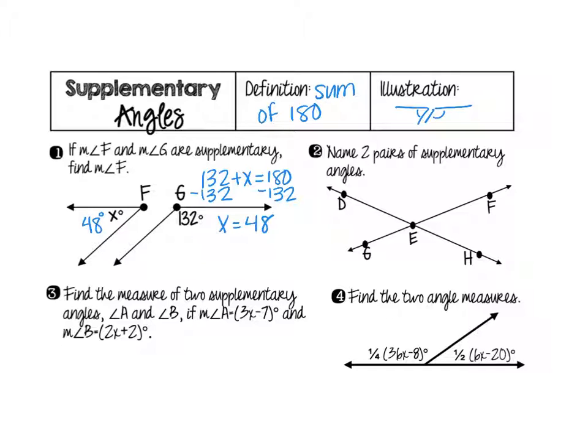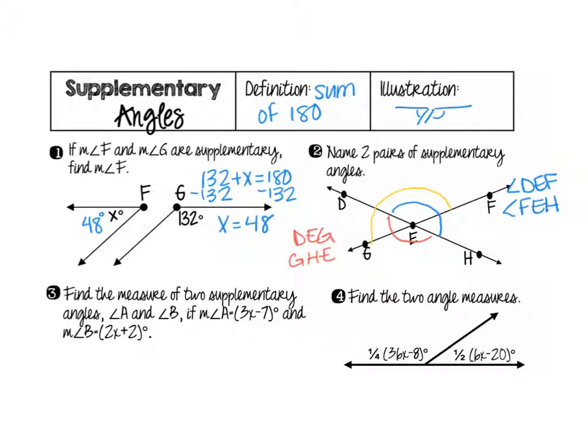Now number 2 just asked me to name 2 pairs of supplementary angles, and the way that I can do this is I can look at what's going to create a straight line. So DEF and FEH is a pair of supplementary angles. I can also look at that on the opposite side and say that DEG and GEH are supplementary.